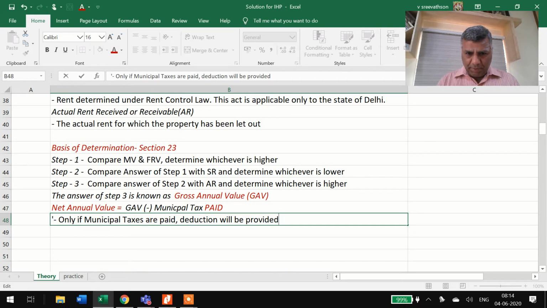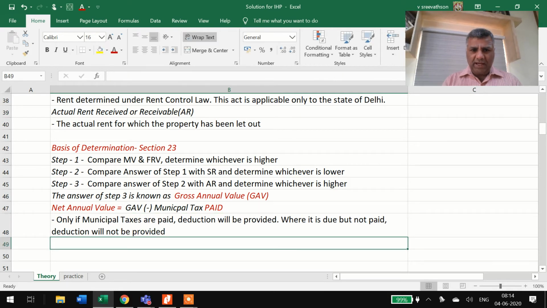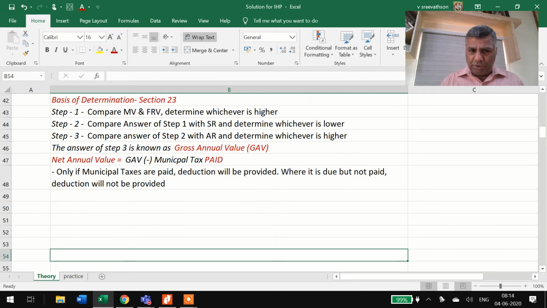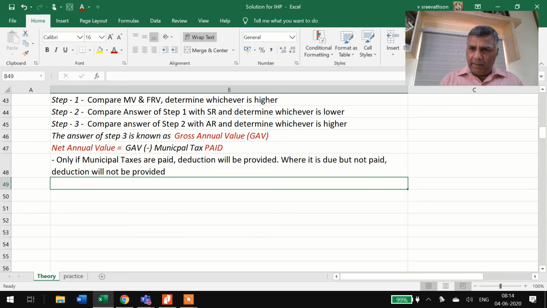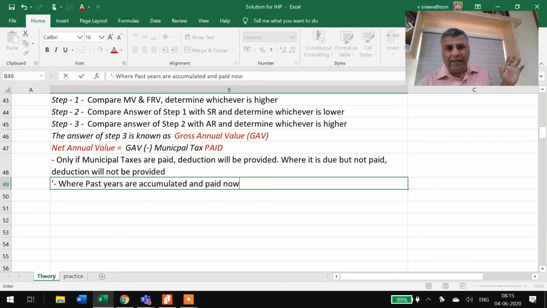Deduction will be provided. Where it is due but not paid, deduction will not be provided. Where municipal taxes are due but not paid, I will not give you any deduction. Where past years are accumulated and paid now, please understand, last 3 years I have not paid, so last 3 years I cannot claim deduction. Only if it is paid, deduction will be allowed.